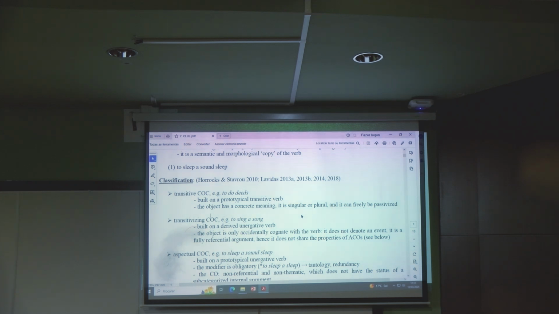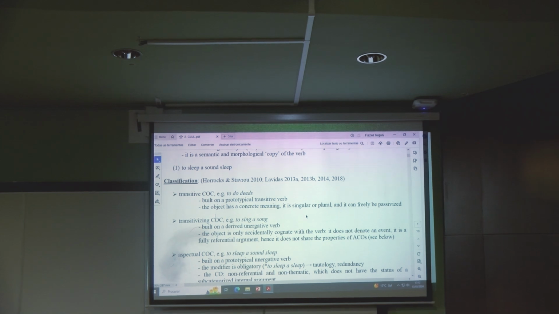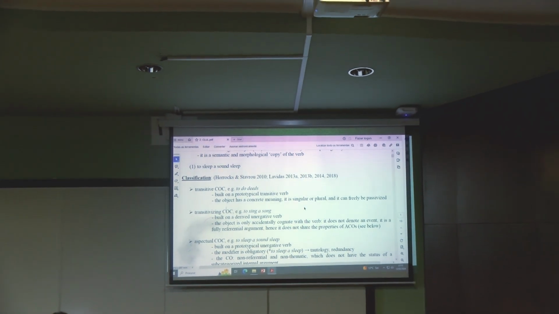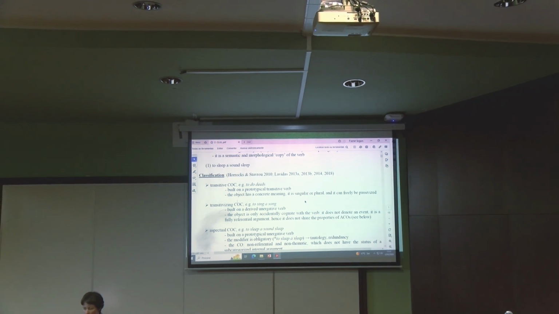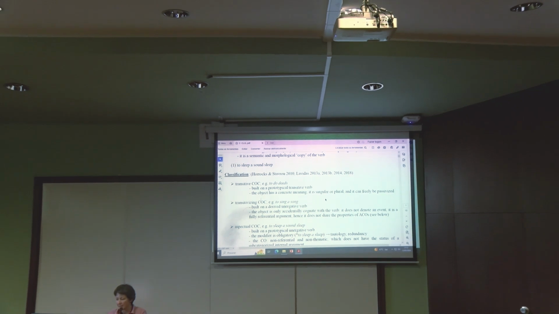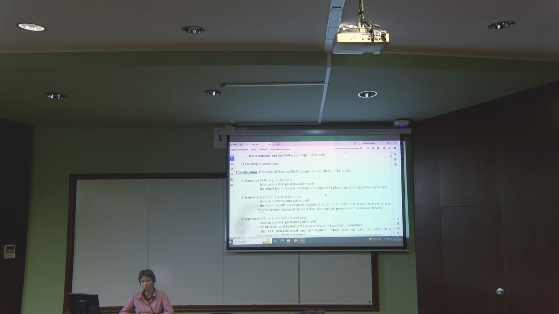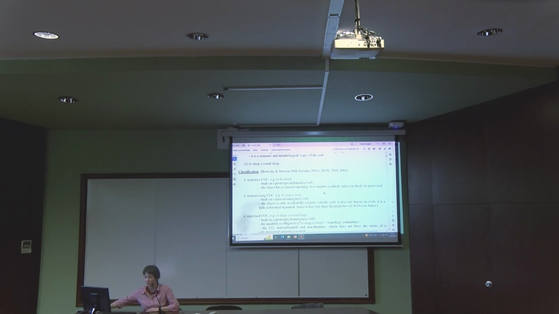Then we talk about transitivizing cognate object constructions, such as to sing a song, to dance a dance. These are built on a derived anergative verb, that is, an anergative verb that can appear with or without a post-verbal direct object nominal. In this case, the object is only accidentally cognate with the verb. It does not denote an event. It is a fully referential argument. Therefore, it does not share the properties of aspectual cognate objects, as we are going to see in a minute.